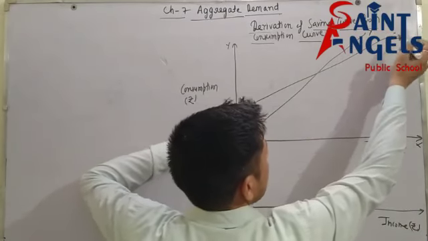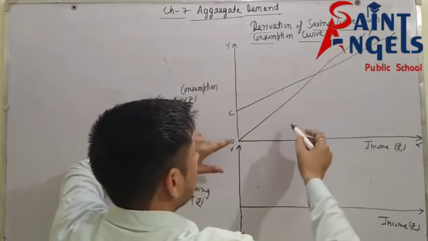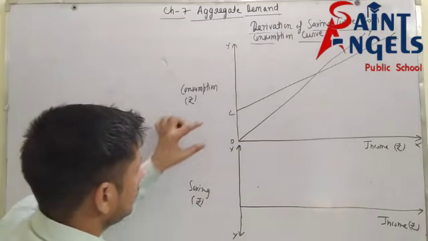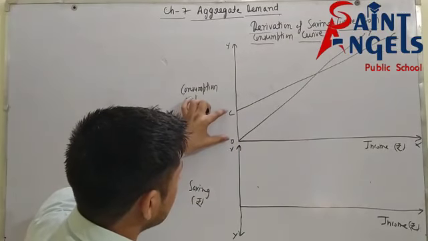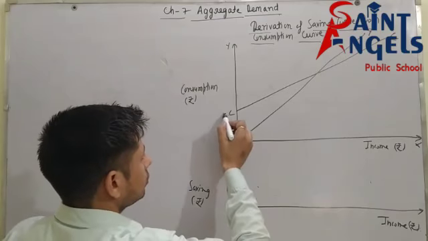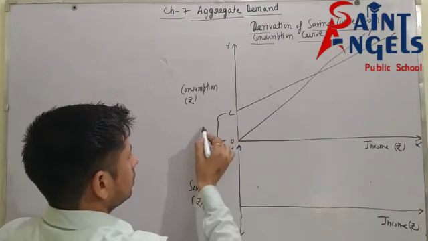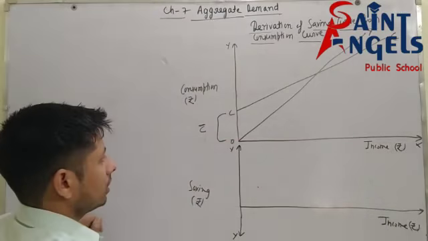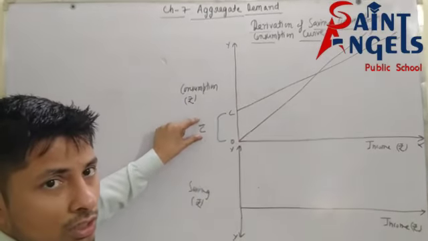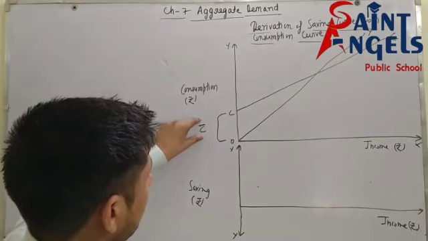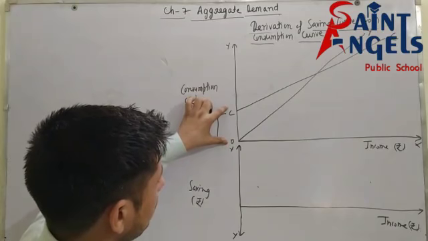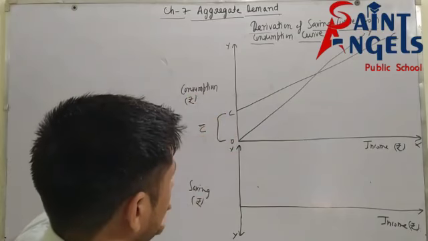CC is the consumption curve, and OY is the income line. See, this is positive consumption at zero level of income. So this is C bar. C bar represents autonomous consumption, meaning the minimum positive consumption at zero level of income.